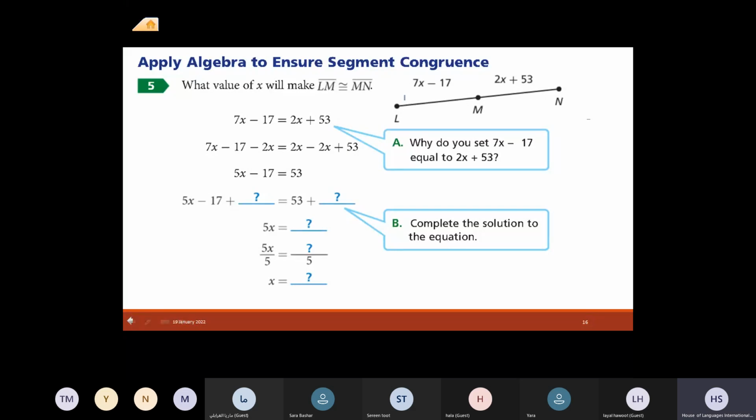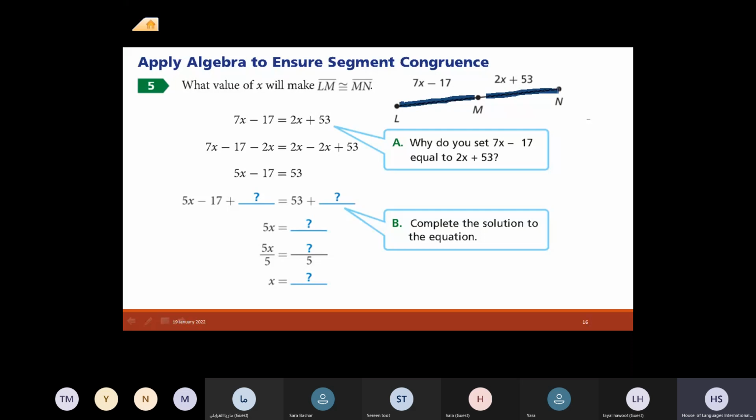Here now. Apply algebra to ensure segment congruence. See, it's easy, it's easier. Now here, what do we have? You know that the length of LM is 7x minus 17, and the length of MN is 2x plus 53. I want you to find the value of x. What value of x makes LM congruent to MN? If they are congruent, what does it mean? Equal length. That means the length of LM equals the length of MN. What's the value of x, so that when you evaluate it, you get the same value?